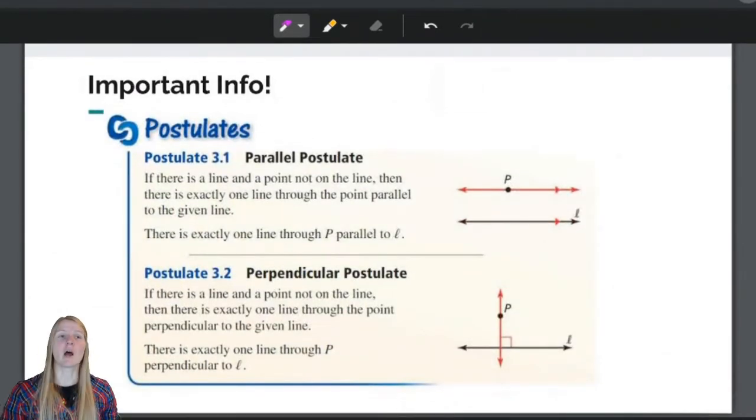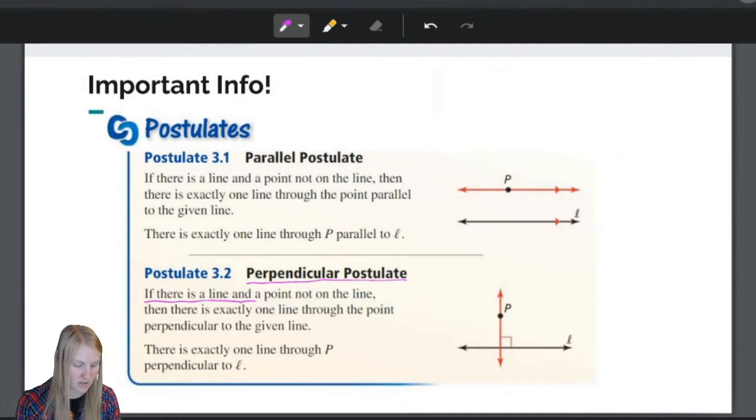Okay. So I alluded to this. I talked a tiny bit about this in the last example, but now let's talk about it more in depth. I mentioned the perpendicular postulate. I didn't name it, but I mentioned it. If there is a line and a point not on the line, then there is exactly one line through the point perpendicular to the given line. So let's break this down.